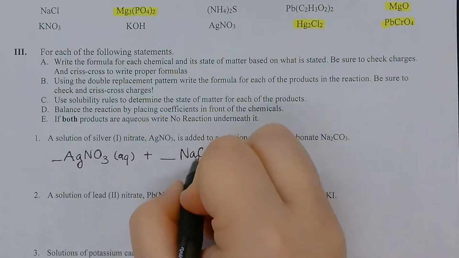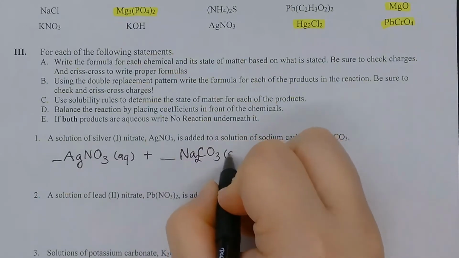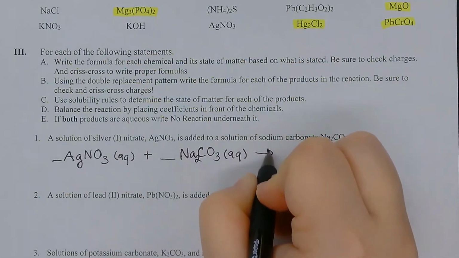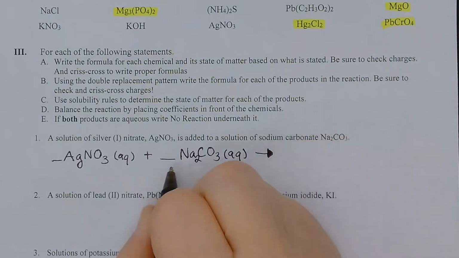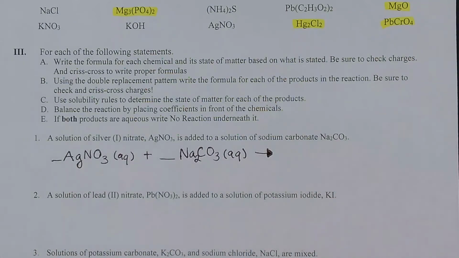Again, I add my, oops, there's a 2 there. I add my blank, and it says a solution, so I'm going to label it as aqueous. Remember, no equal signs in a chemical reaction. It is one set of chemicals leading to new chemicals.